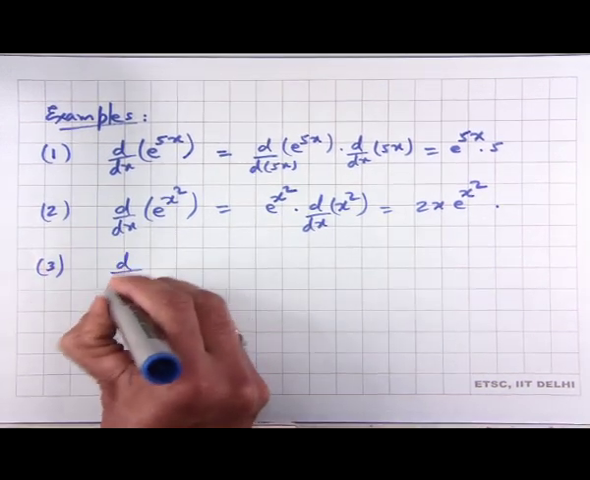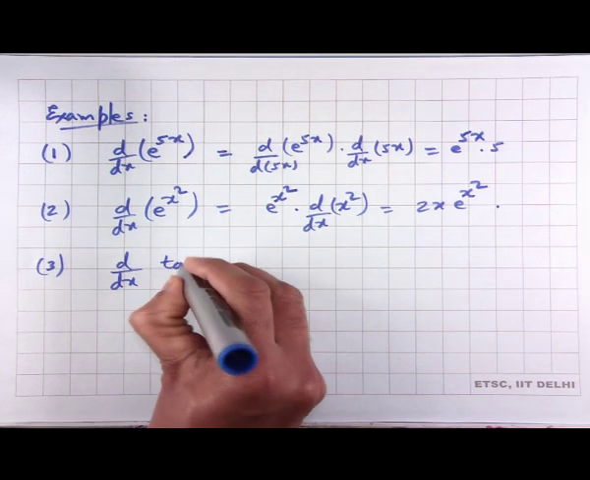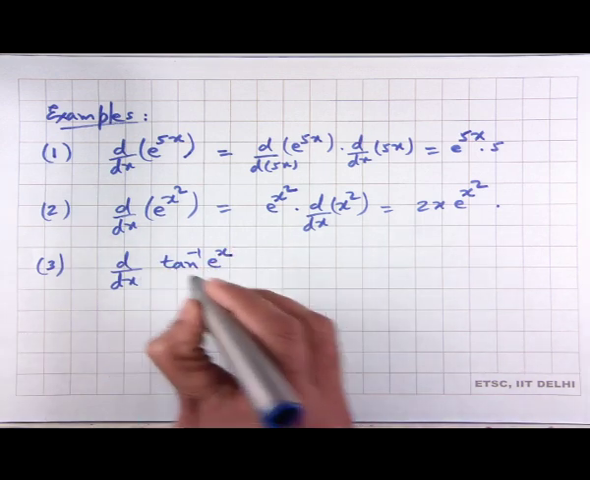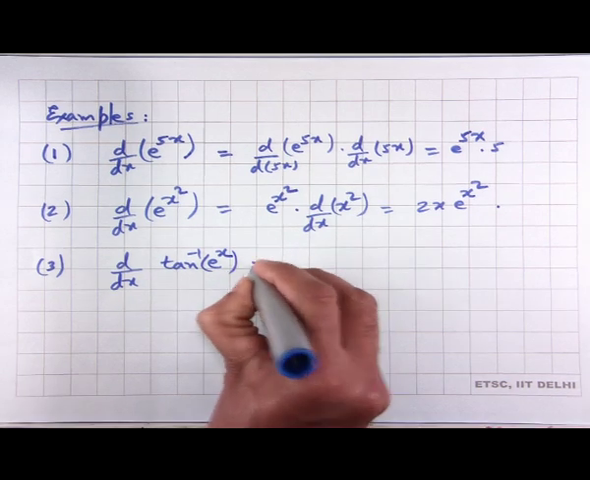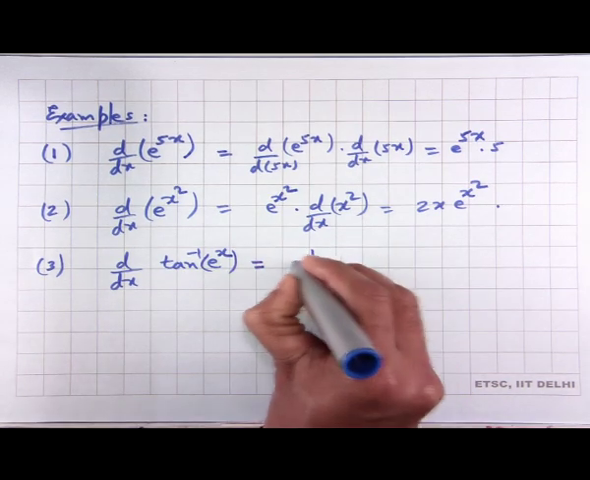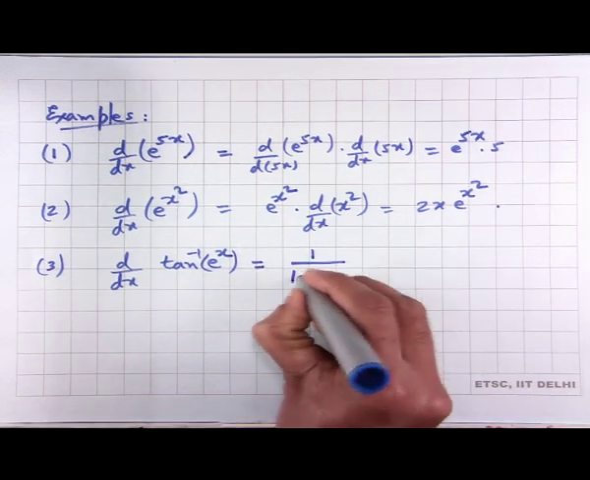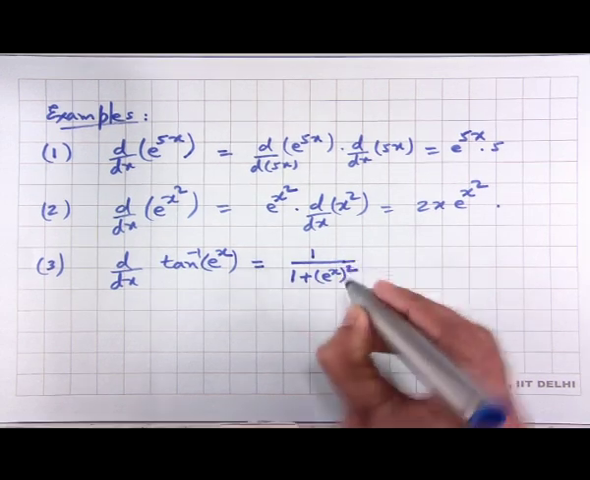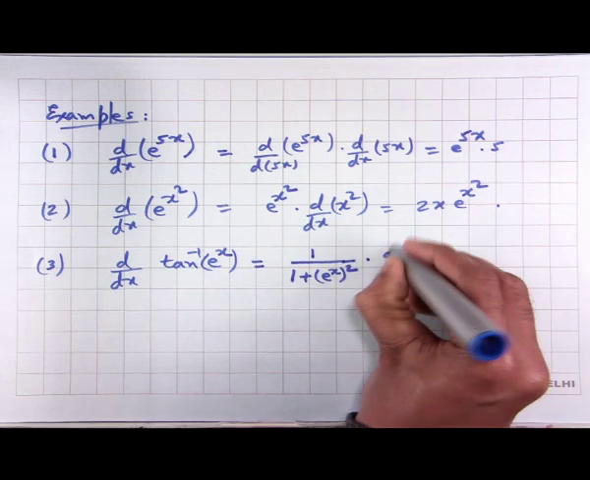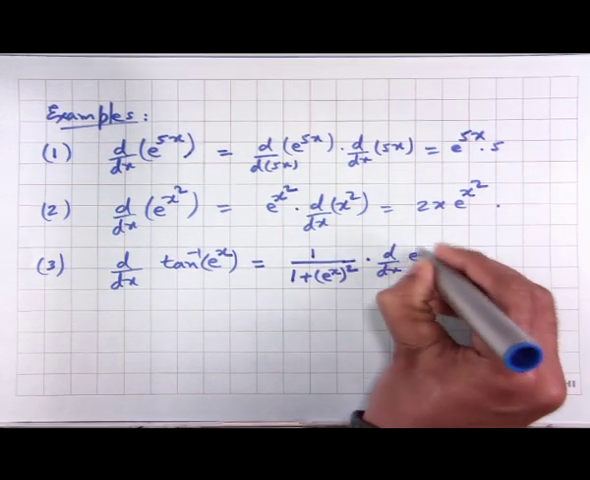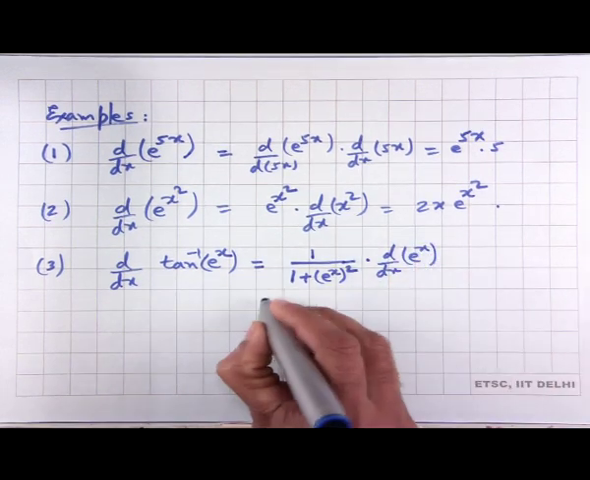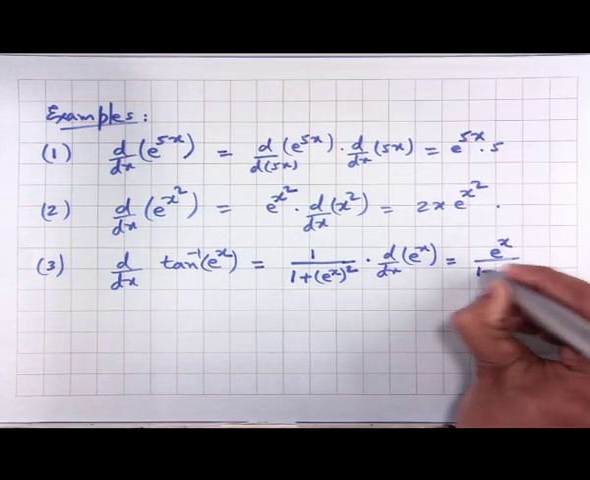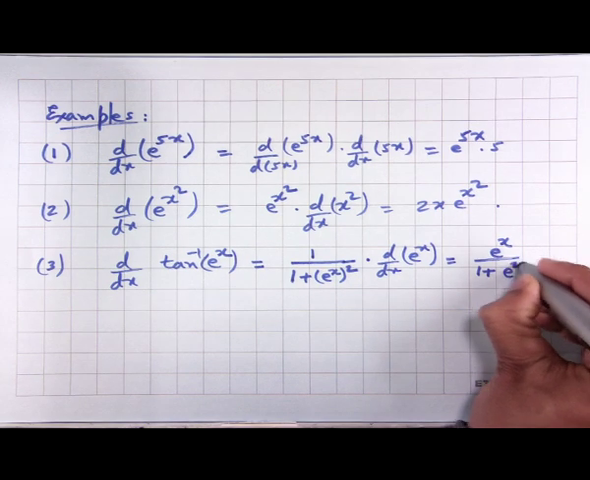Let us do d by dx of tan inverse of e to the x. We know that the derivative of tan inverse of x is 1 over 1 plus x square, and then times the derivative of e to the x. So, this is equal to e to the x divided by 1 plus e to the 2x.